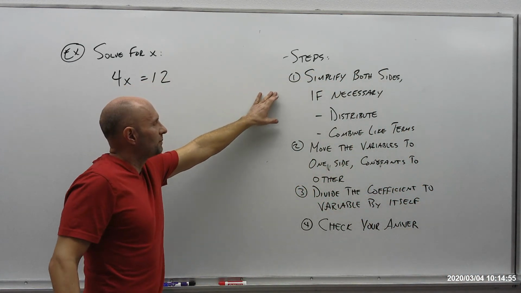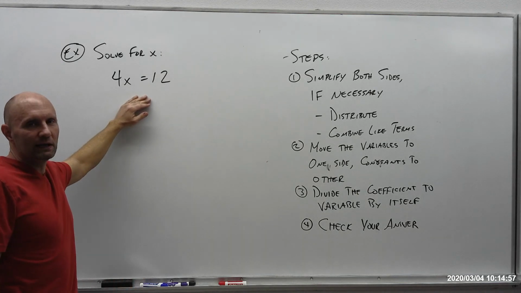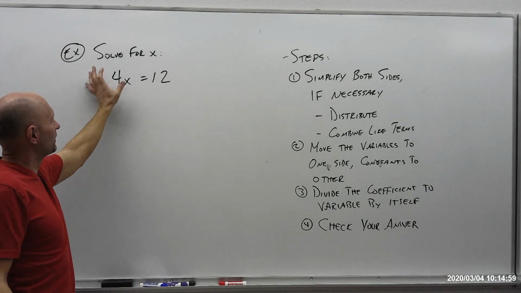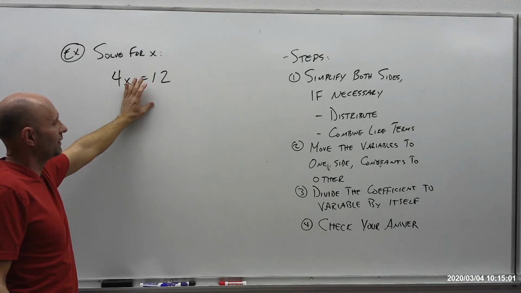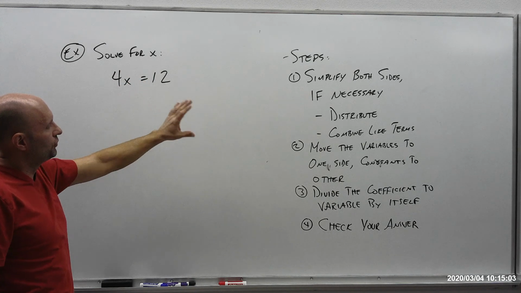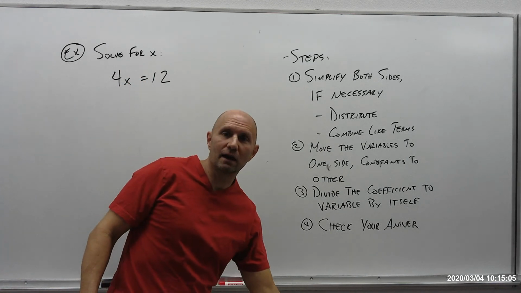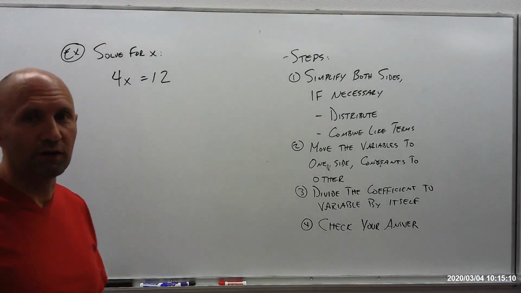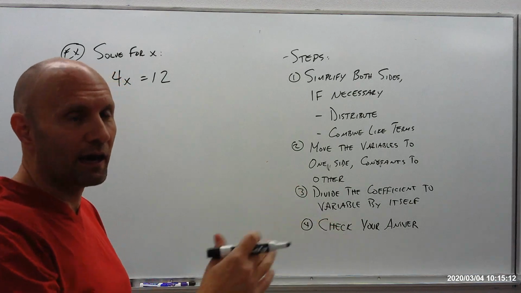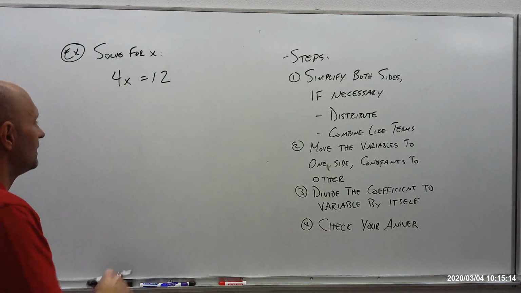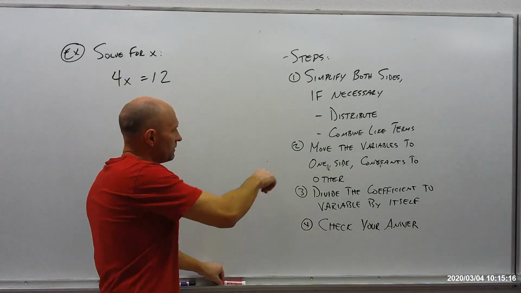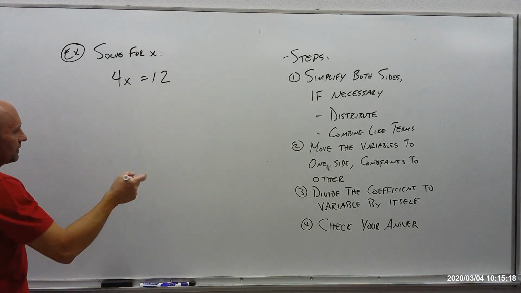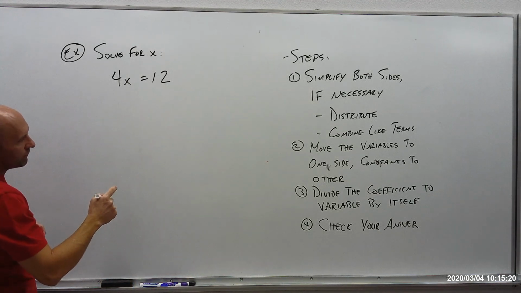Number 1, simplify both sides. We don't really need to, right? It's already simplified. We don't have to distribute anything. We don't have to combine like terms. Number 2, move variables to one side, constants to the other. Again, it's already done for us. The x variable is on the left side. The constant, the 12, is on the right. So we move down to step 3, which is divide by the coefficient.